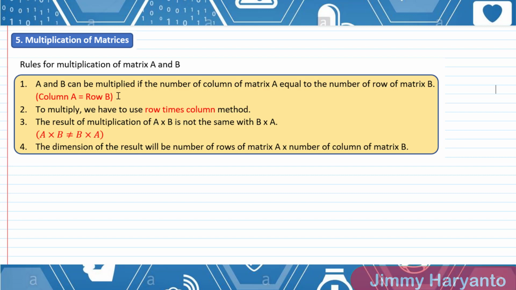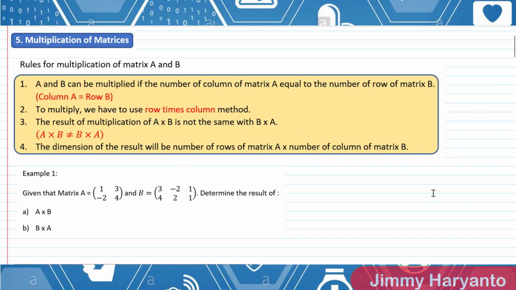So number 2, to multiply, we have to use the row times column method. There is a method called row times column. This is for multiplication of two matrices. Later I will explain it in the example questions. For number 3, the result of multiplication A times B is not the same as B times A. So if I ask you B times A, you have to multiply like so, B times A, not A times B, it's different. And then the dimension of the result will be the number of rows of matrix A times the number of columns of matrix B. I will explain this also later.